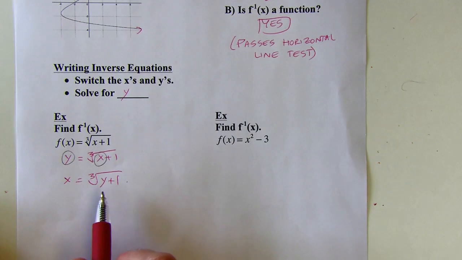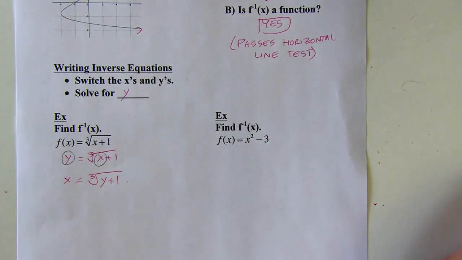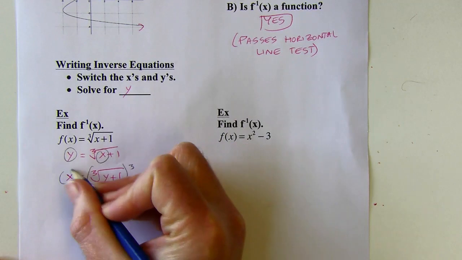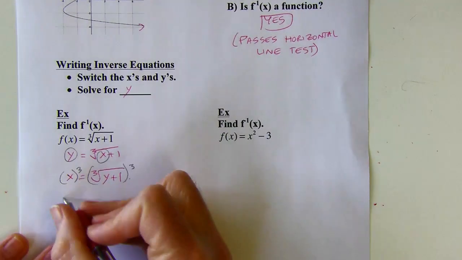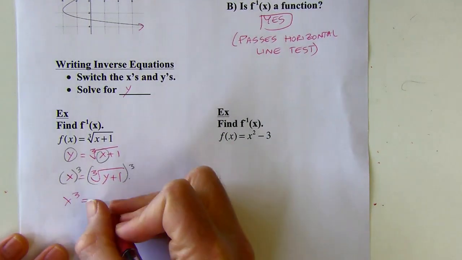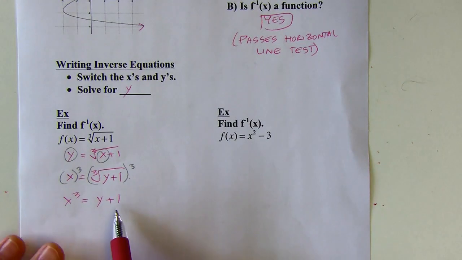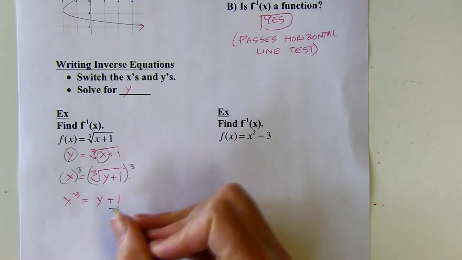So first thing I want to do is get rid of the radical so that I can get the y out of there. So I'm going to cube both sides of the equation here. So x to the third will equal y plus 1. Okay, now y is almost isolated. I'm just going to subtract 1 from both sides next.